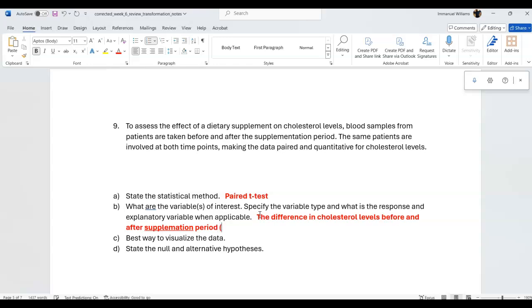All right, and this is going to be quantitative. And there's no response variable. There's no explanatory variable. The best way to visualize this is the box plot again. Our favorites. State the null hypothesis.